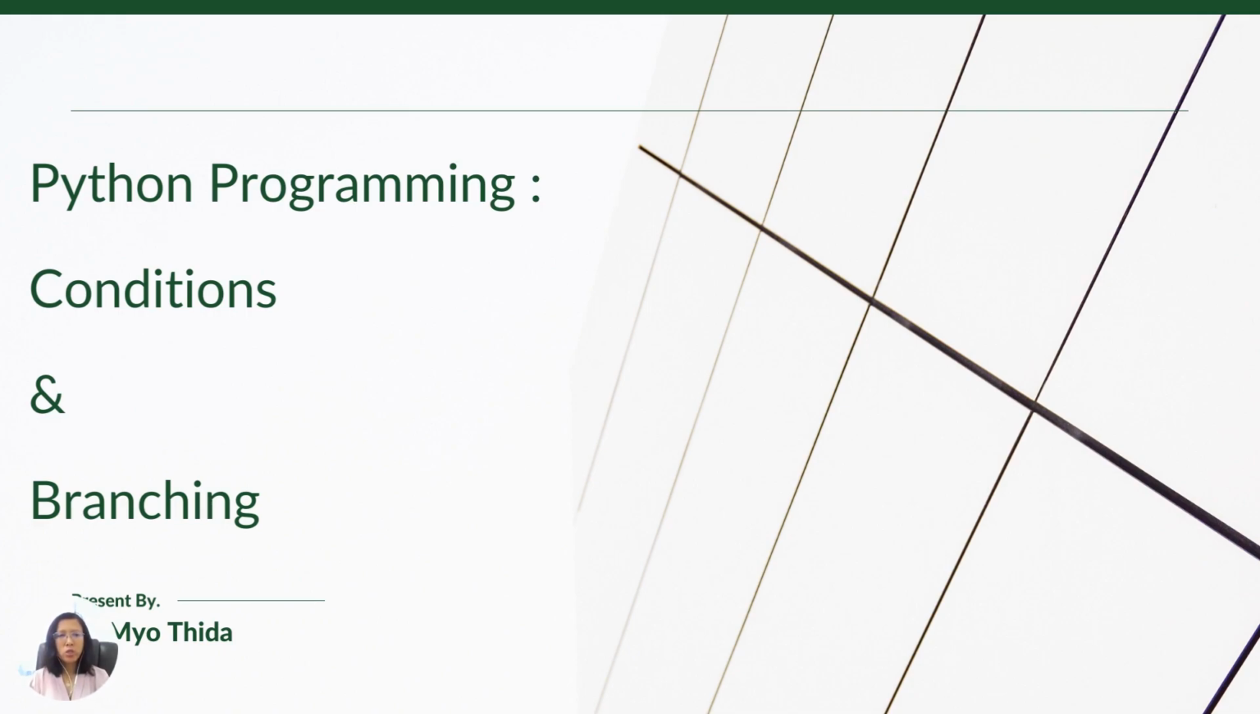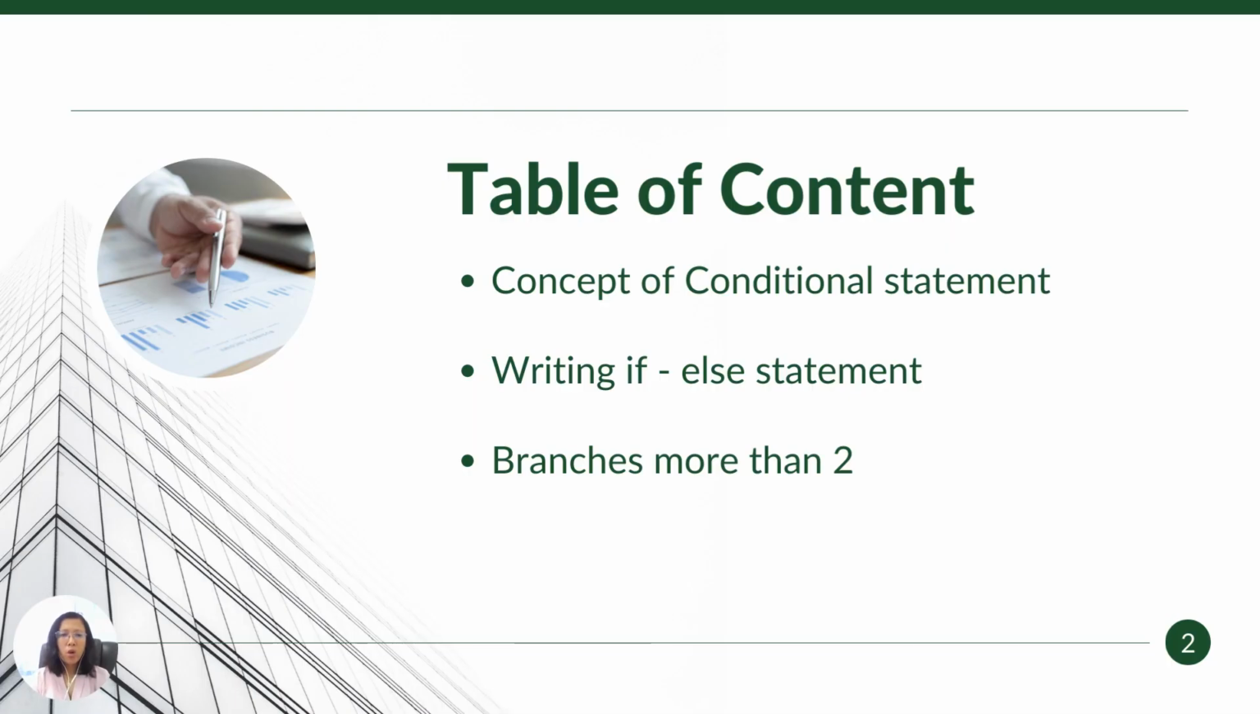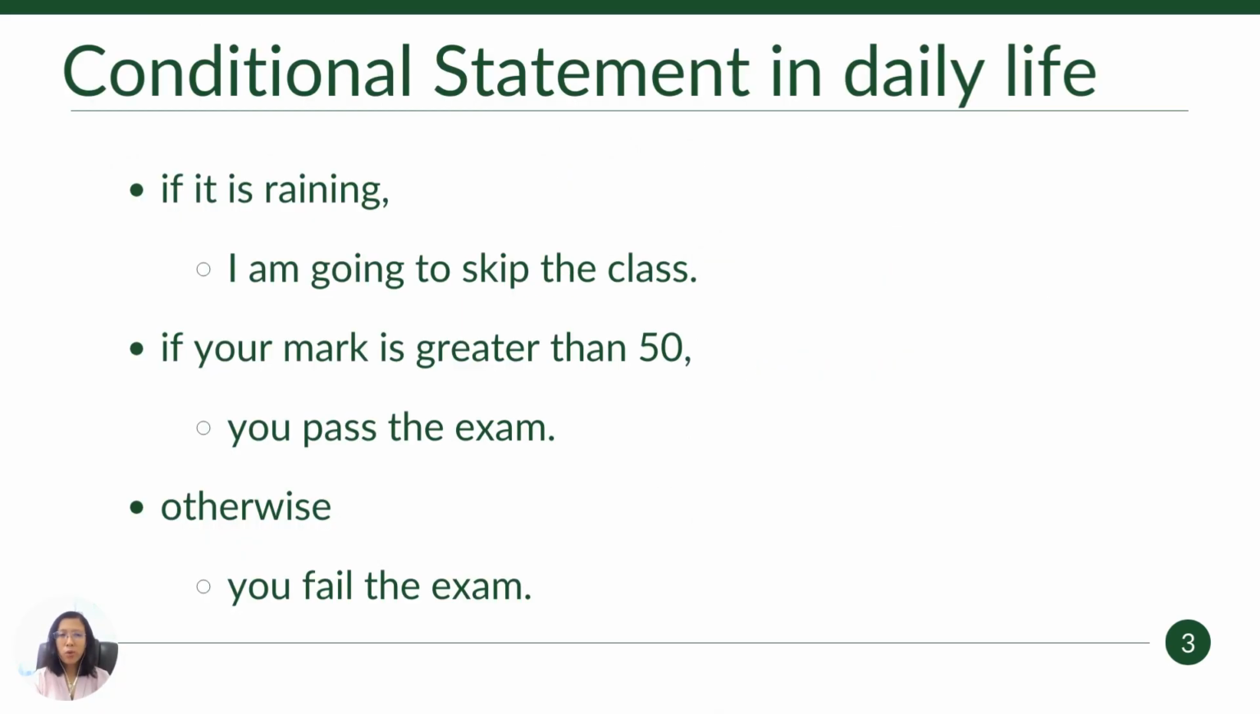Today we are going to learn a new concept, which is condition and branching. What do we mean by condition? Even though I said new, actually it is not really new. In our daily life, we use our logic to make decisions based on conditions. Let's see the first line, we always do this: if it's rainy, I'm going to skip the class. So depending on the condition, we make a decision. Similarly, in programming, we have to write the logic.